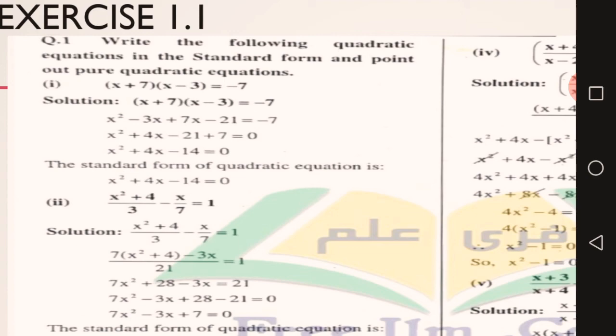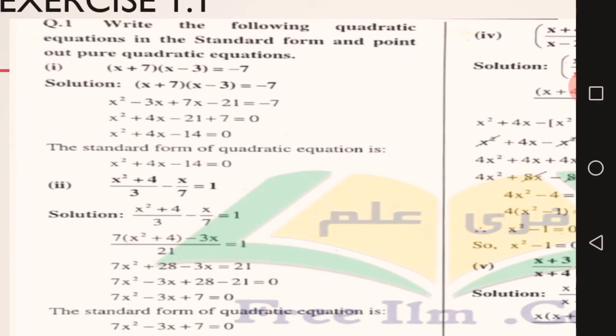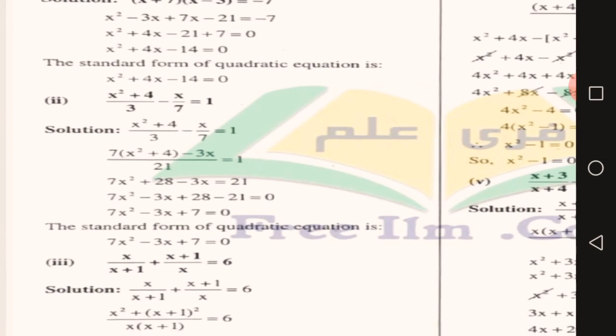Now here a, b, c all are present, so this is the standard form of a quadratic equation. If b is missing, then that will be a pure quadratic equation. Now this is not a pure quadratic equation because here a, b, c all are present, so this is the standard form of a quadratic equation.